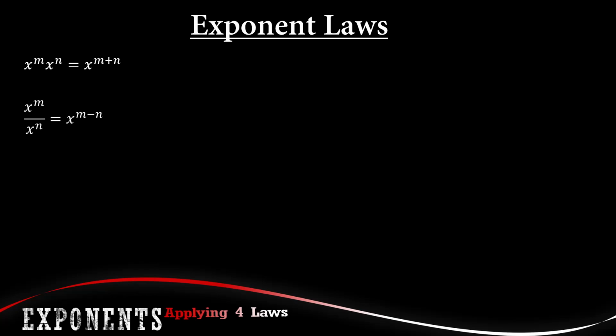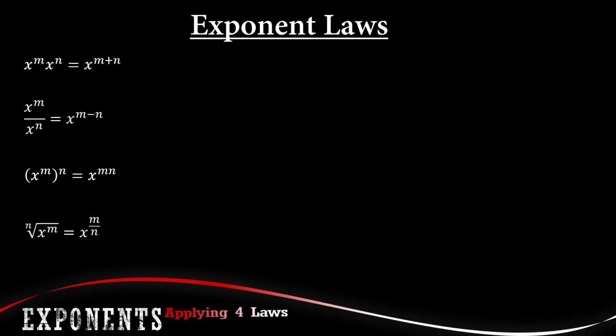Where we divide the same base, we subtract the exponents. When we have a power to a power, we multiply the exponents. And then when we have an nth root, we divide the exponent by the root number.